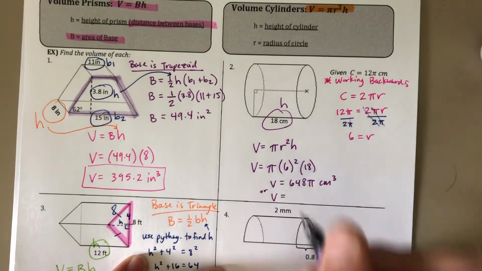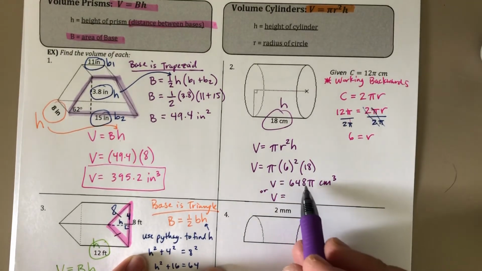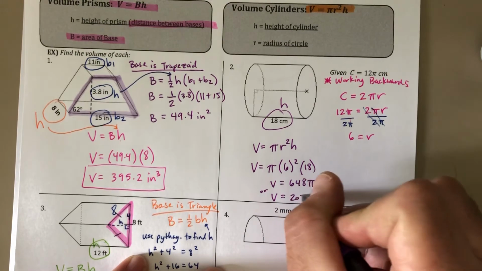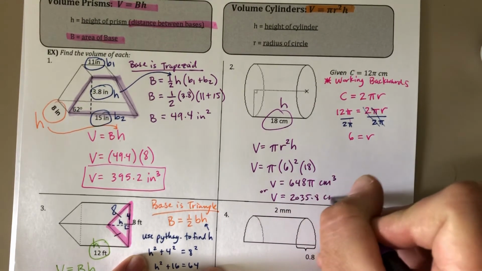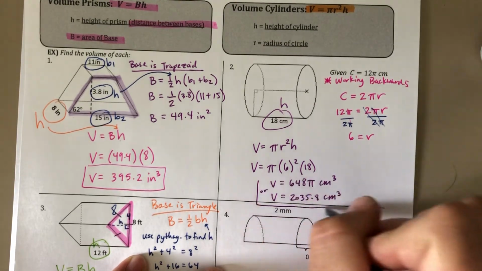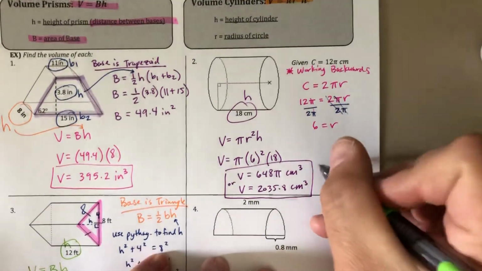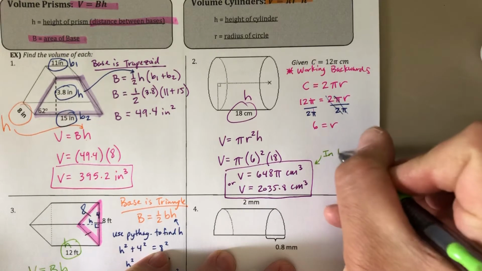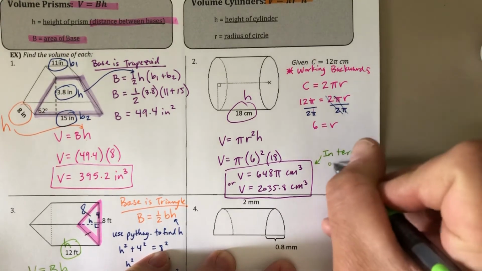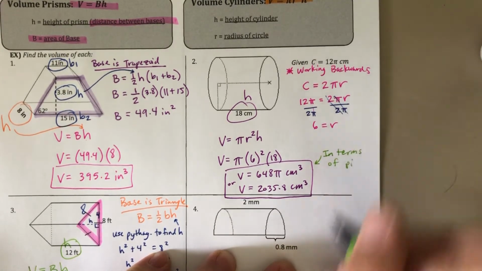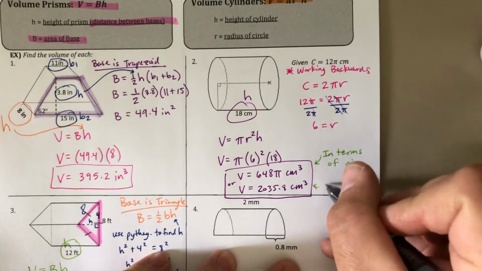Or if we wanted to get it to the nearest tenth, that'd be 2035.8 cubic centimeters. And this just, again, depends on, and we said this several times, right? It depends on, do they want it in terms of pi? So just follow directions for what they ask for, right? In terms of pi versus to the nearest tenth.